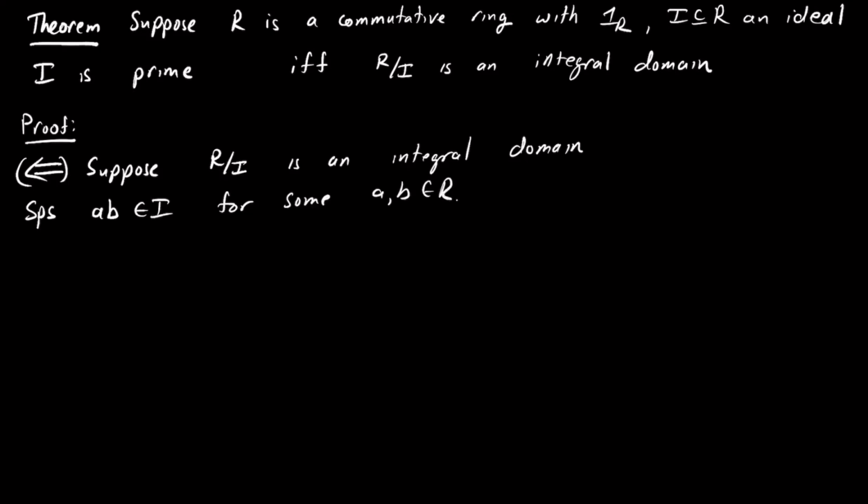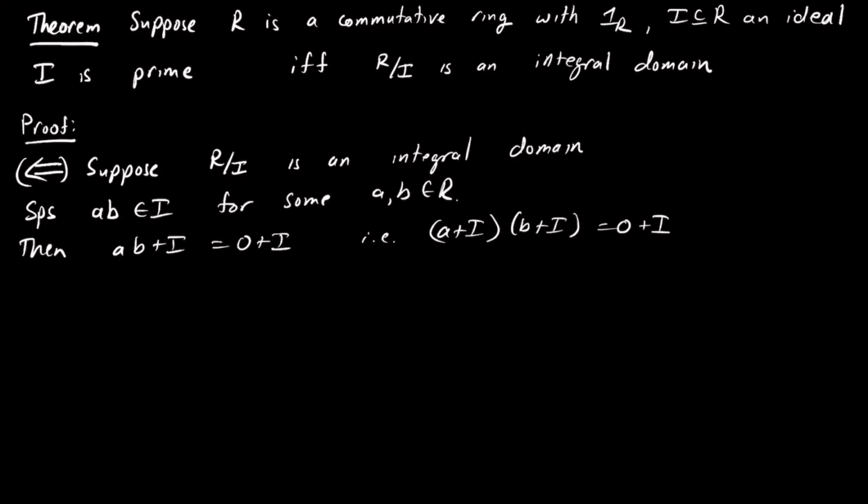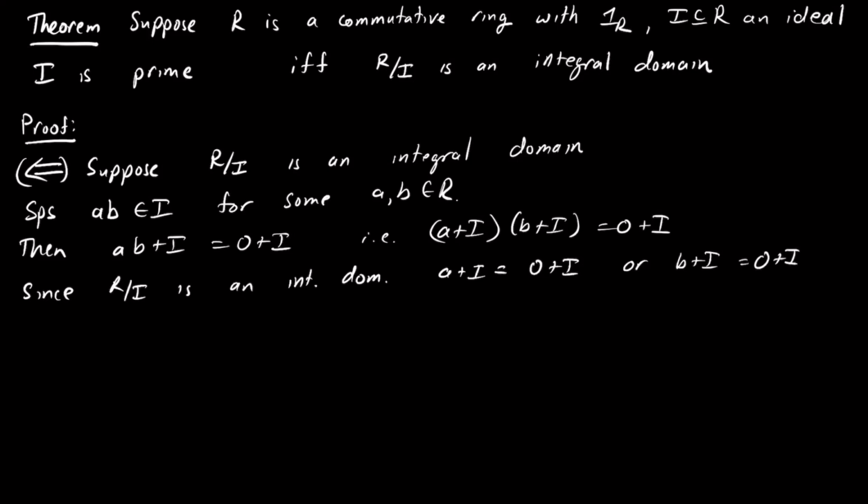Okay, well, what does that tell me? Then, using similar reasoning to before, I have that AB plus I is equal to 0 plus I. In other words, that A plus I times B plus I is equal to 0 plus I. Well, since R mod I is an integral domain, I know that A plus I is equal to 0 plus I, or B plus I is equal to 0 plus I. In other words, that A is an element of I, or B is an element of I.